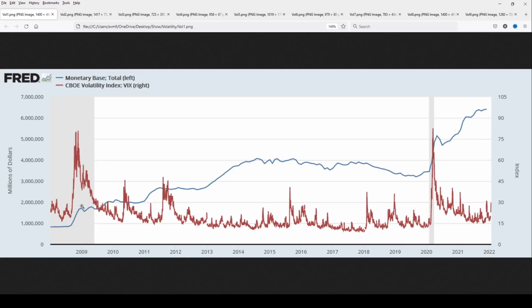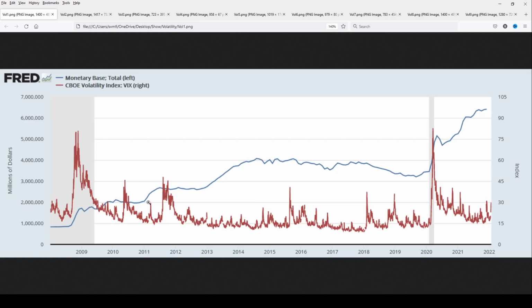But you'll notice that I've got the VIX or volatility index in red. And you'll see that when QE1 happened, volatility spiked. And of course, we were deep in a recession, the great financial crisis. QE was new. And so the market reacted accordingly. But notice that here at the end of QE1, volatility spikes again as the Fed backs off.